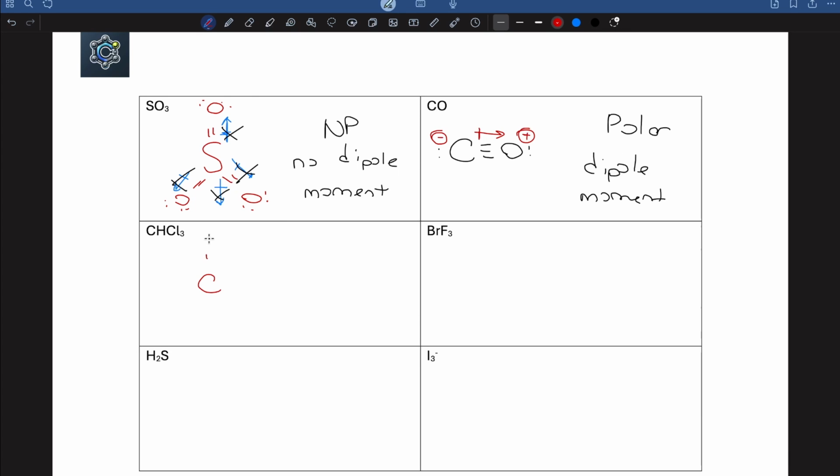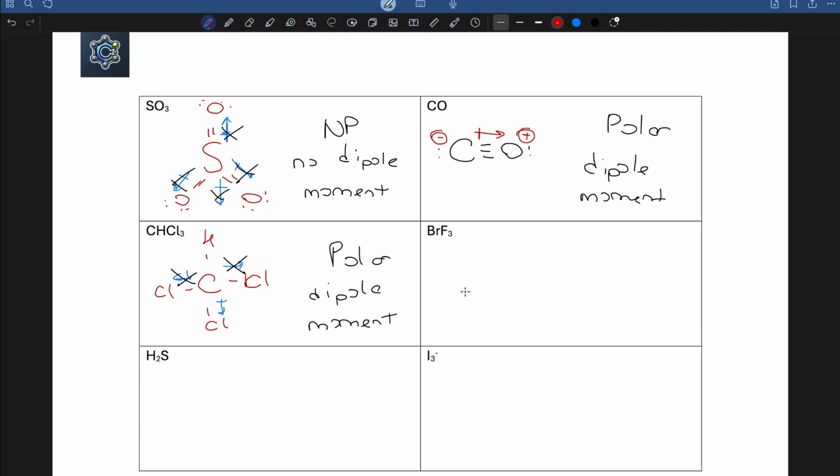CHCl3 looks like this, with carbon-chlorine bonds that are polar, and so they do cancel each other out. 2 of them, the ones looking up and down. Nothing cancels out this one looking down, and so this structure is overall polar, and it does have a dipole moment.